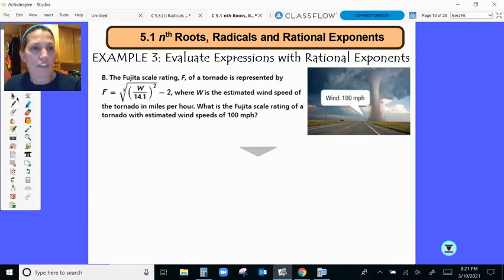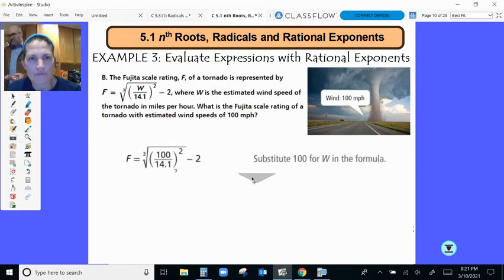Okay, so now we're going to look at just evaluating these. The Fujita rating scale, F of a tornado, the F scale, is represented by this equation here, where W is the estimated wind speed of the tornado in miles per hour. So what is the Fujita scale rating of a tornado with estimated 100 mile per hour winds? We just basically plug 100 into that W, and we start evaluating.